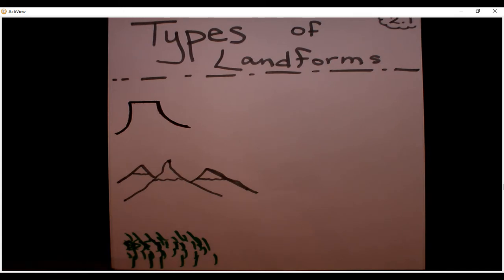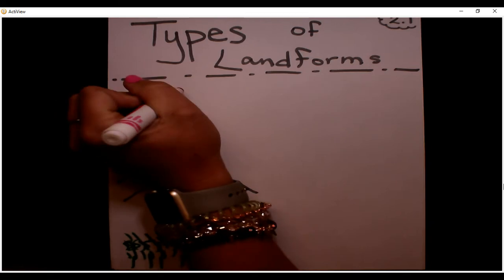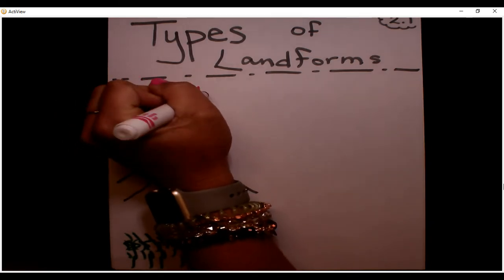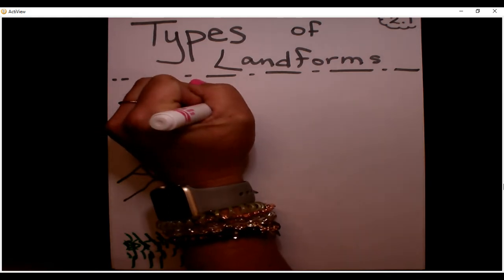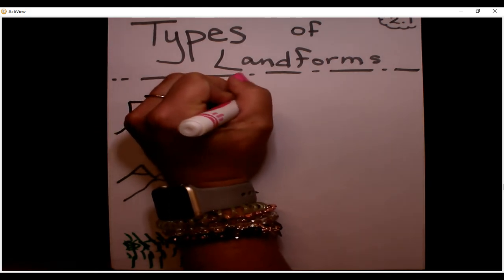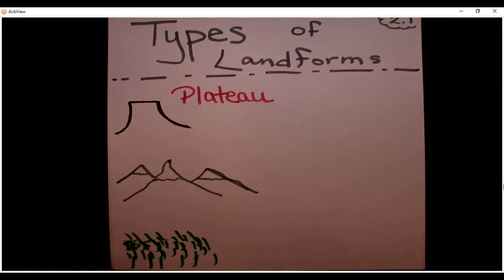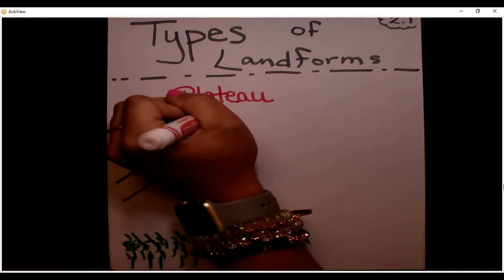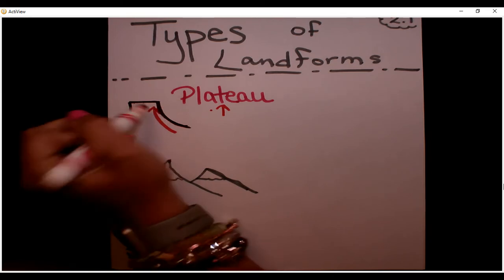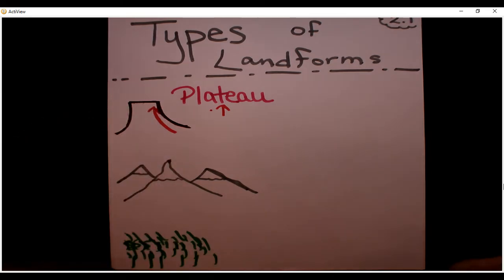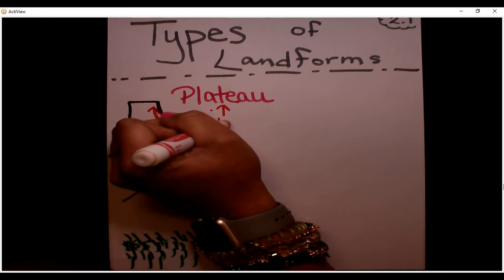Starting at the top, the first one that we talked about is a plateau. A plateau's signature is that it's going to have a high elevation. So its elevation is going to be pretty high. You can see that here. It's pretty high off of the ground. And then it's going to have a level surface.